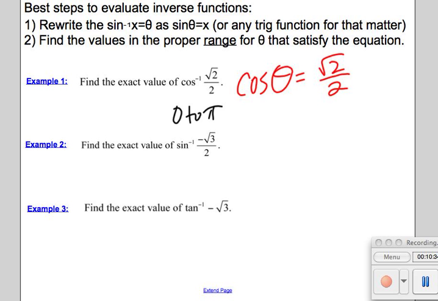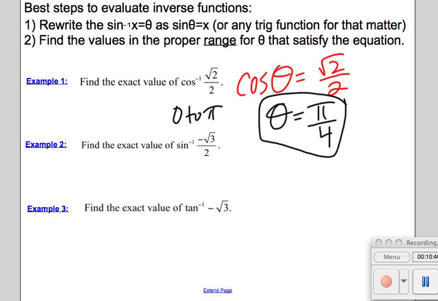So I'm looking at my unit circle. I'm finding the point, the x value that's square root of 2 over 2. And the x value that's square root of 2 over 2 is at when theta is pi over 4. So there's my answer, pi over 4. And again, there are infinite answers to this statement right here, but there's only one answer to this, because there's only one angle in this range that has the right value.